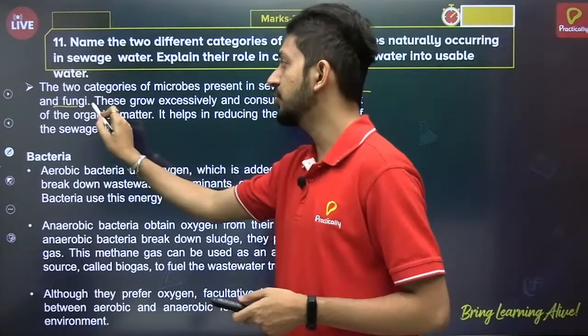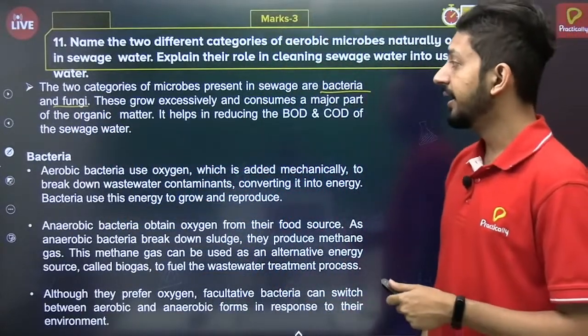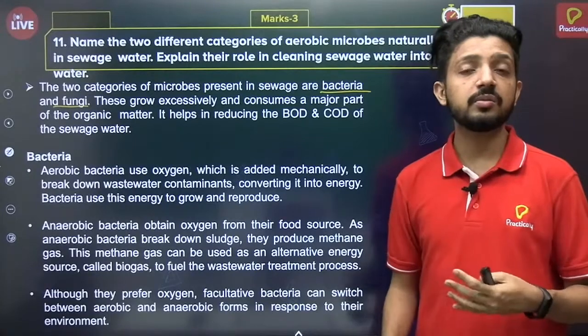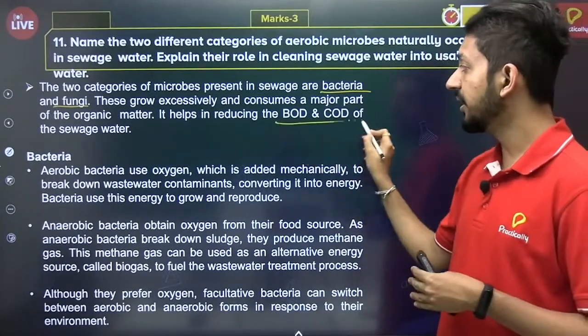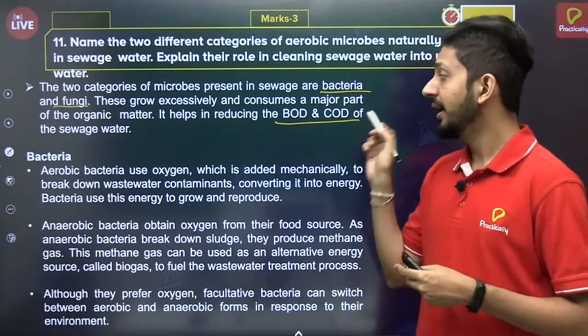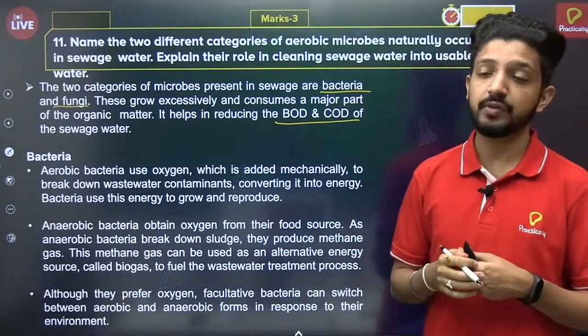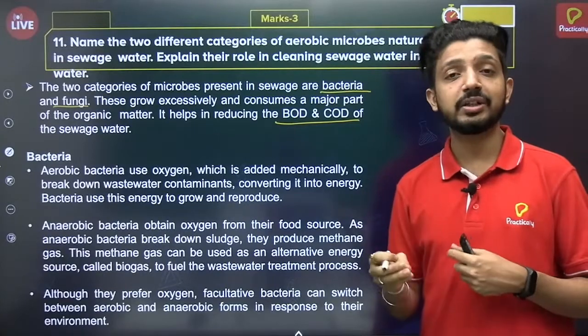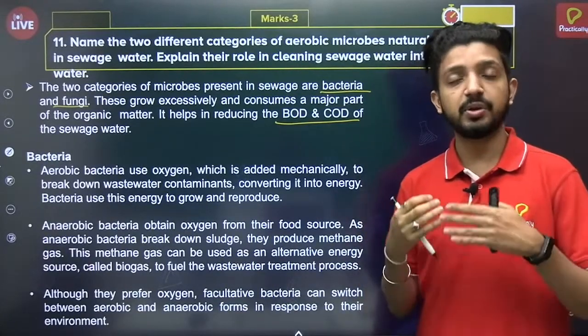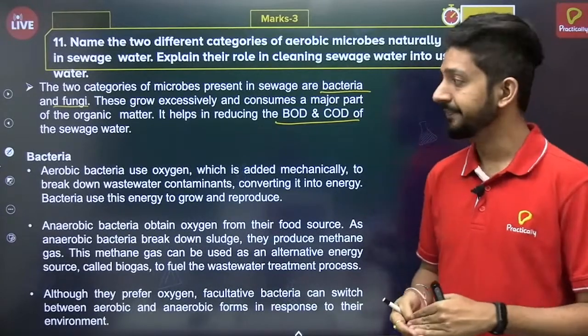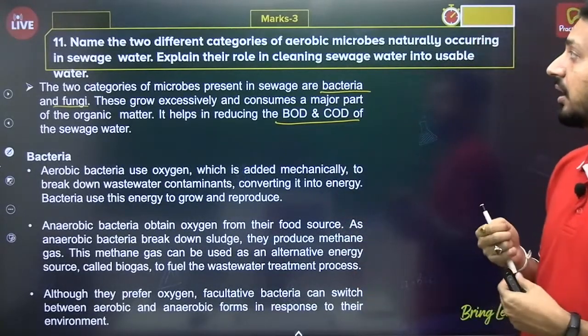Okay, so these are the two main microbes present, and they grow and consume the organic matter extensively, which helps in reducing the BOD, that is the biological oxygen demand, and the COD, that is the chemical oxygen demand of the water, both of which are indicative of the pollution of the water. So if BOD and COD have decreased, the pollution level of the water will also decrease. So now, what role are they playing?